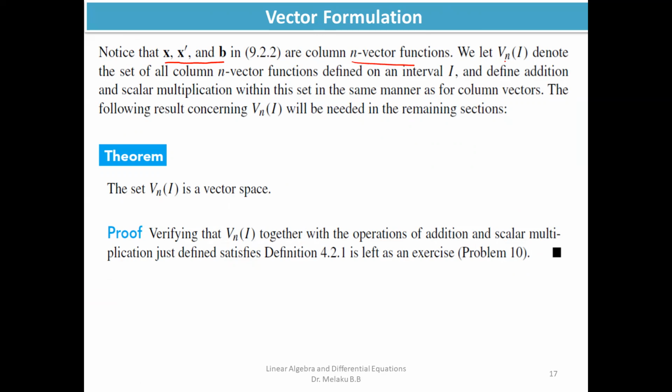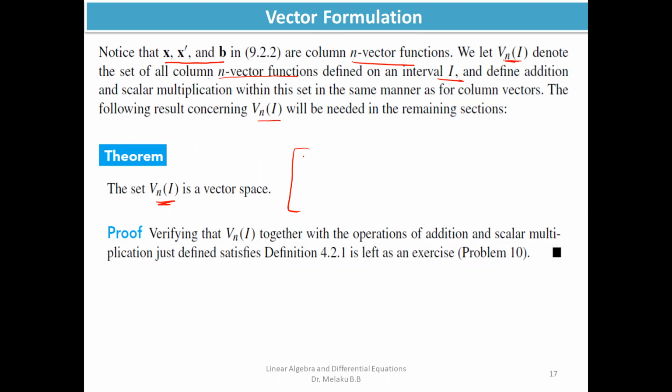And if we let V sub n(I) denote the set of all column n-vector functions defined on an interval I, then define addition and scalar multiplication within this set in the same manner as for column vectors. So the following rules concerning V sub n(I) will be needed in the remaining section. Just like V sub n(I) is what? A vector space, and as it tells you here, this V sub n is a set of column n-vectors.